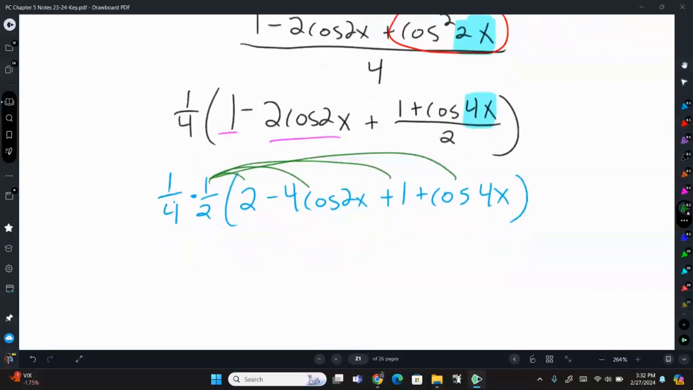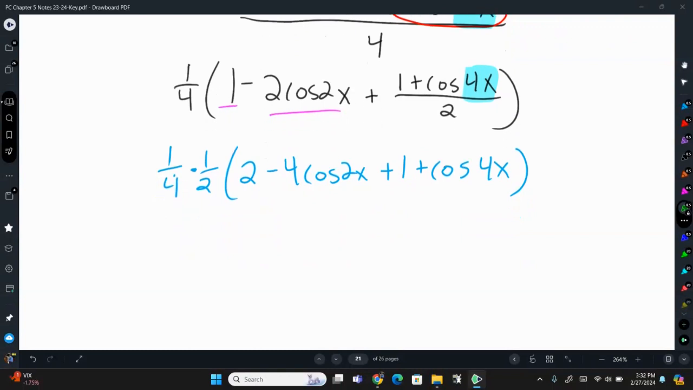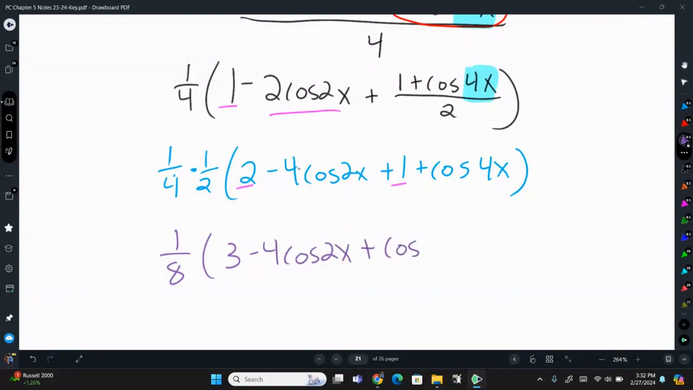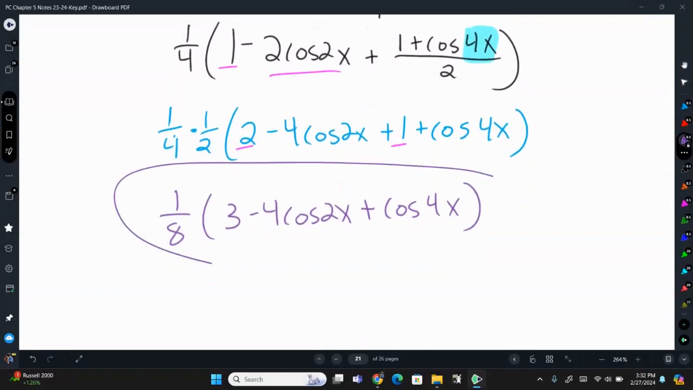So if I'm factoring out a fraction, you can actually multiply the terms that you're factoring out of by the reciprocal. So I'm factoring out a 1/2, so I got to multiply everything by 2. I can combine these terms into 3 and multiply 1/4 and 1/2, so you have 1/8 times 3 minus 4 cosine 2x plus cosine of 4x. And we have cosine to the first power, so we are done.